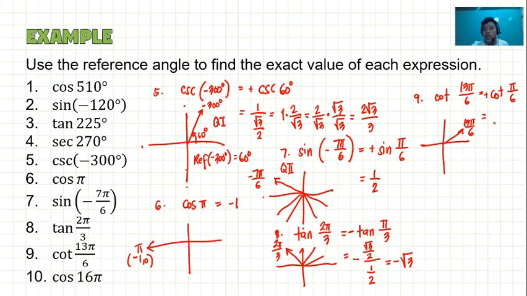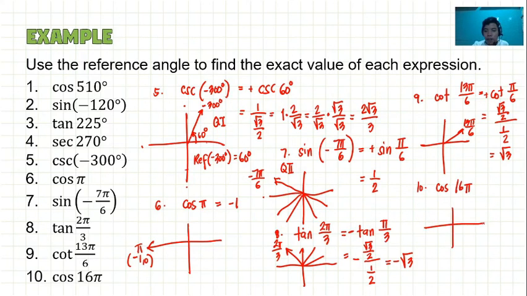So this is now equal to cotangent, which is x over y. You determine the x value of pi over 6. For pi over 6, x is the square root of 3 over 2, right? And your y is 1/2. So our final answer is the square root of 3. Okay, and for the last one, number 10, cosine of 16 pi.